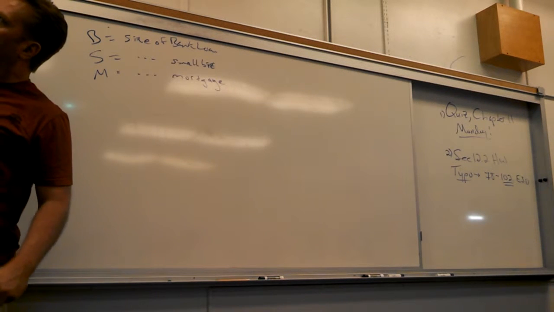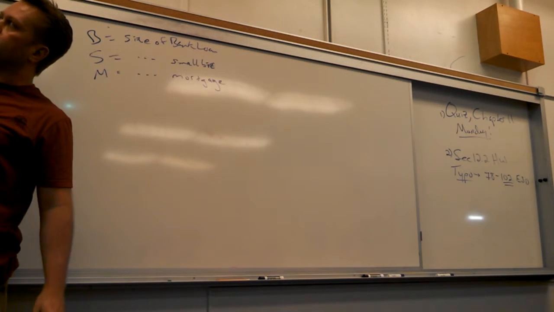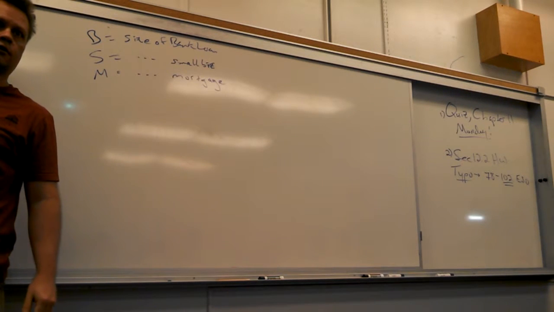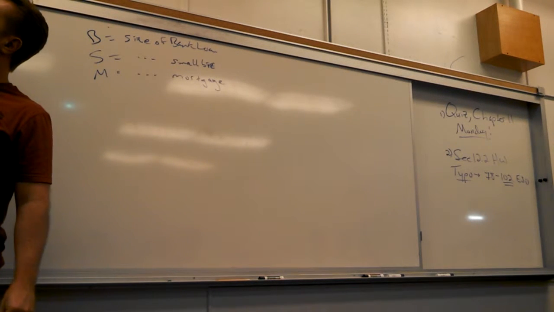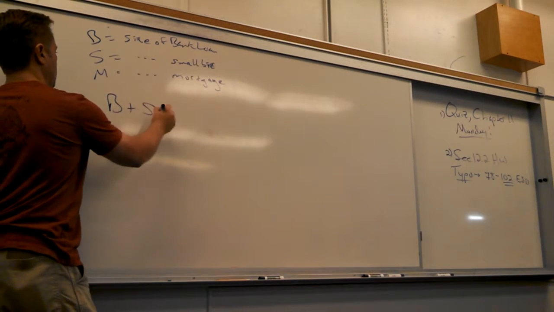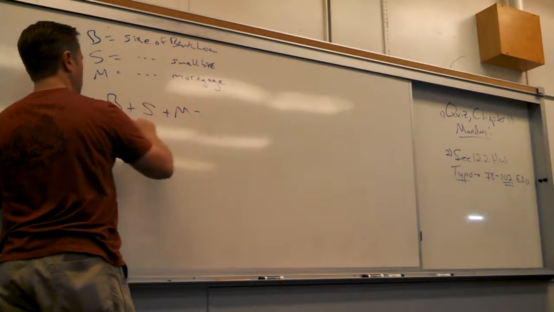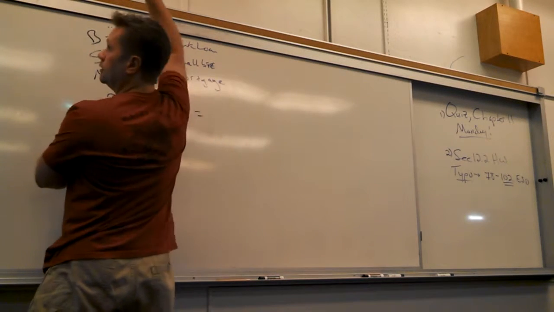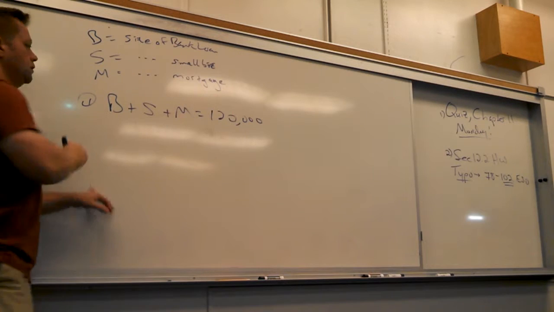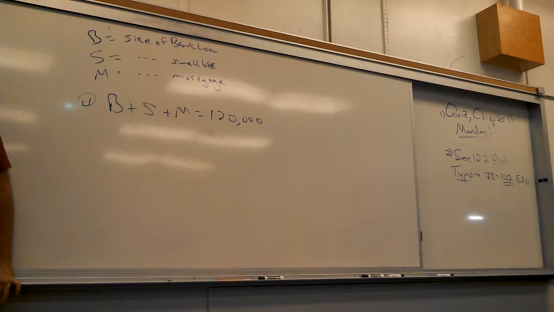So let's see. The very first sentence, what can I do with it mathematically? So B plus M, that's good, John. B plus S plus M equals 120,000. There's one equation. And I told you, there's almost always one equation that is going to be real easy. It's the total of your variables, right? Almost always, not every time.